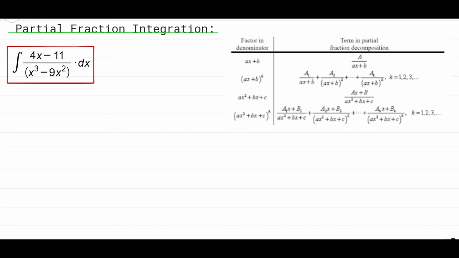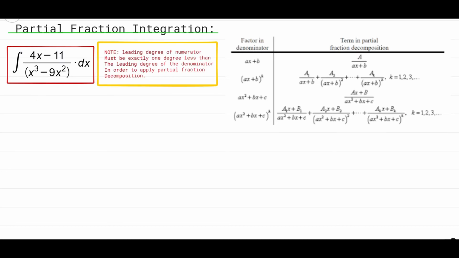So in this example, I have 4x minus 11 divided by x cubed minus 9x squared. So the first thing I want to do is make a note to myself that I have to make sure that the leading degree of the numerator must be exactly 1 degree less than the leading degree of the denominator in order to apply partial fraction decomposition. So in order to apply this, for step 1, I'm going to have to factor the denominator and temporarily drop the integral sign. So I'm going to go ahead and do that.